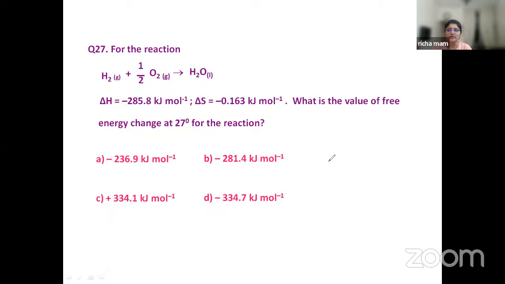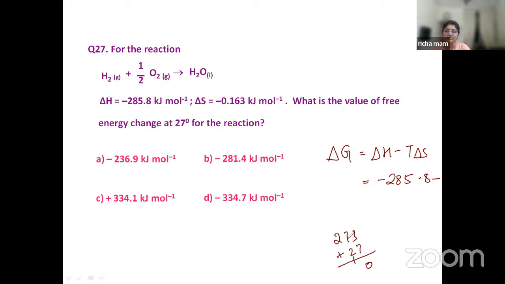So you know that free energy is given as delta G is equal to delta H minus T delta S. Okay. So after putting the values, change of enthalpy is given as minus 285.8 and temperature is 27 degrees. So 273 plus 27, so it is 300. So it is 300 into, okay, then delta S is minus 0.163. Okay, now put this value.